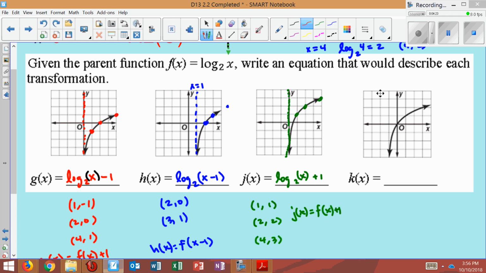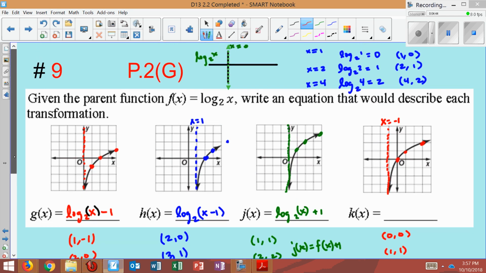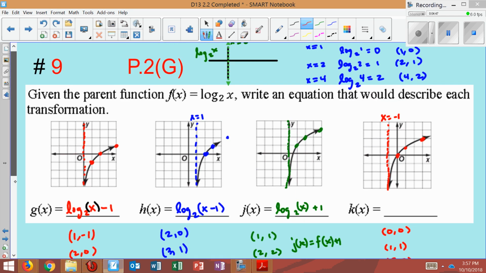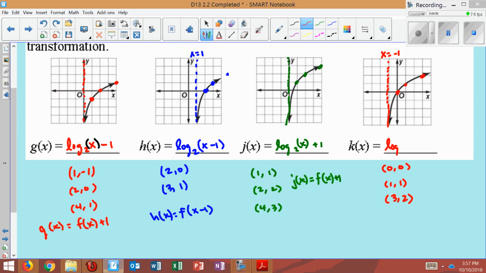Finally, we come to k of x. This one, it looks like it's been shifted left 1 unit, because the asymptote is at x equals negative 1 there. You can check. We got 0 comma 0 is a point. 1 comma 1 is a point. And 3 comma 2 is a point. As I check these, each one of these has been shifted left 1 unit. So that is how you do so. For the shift left, remember, inside lies. So this would be x plus 1 on the inside. Or you could write it as k of x equals f of x plus 1. That's how you'd shift left 1.